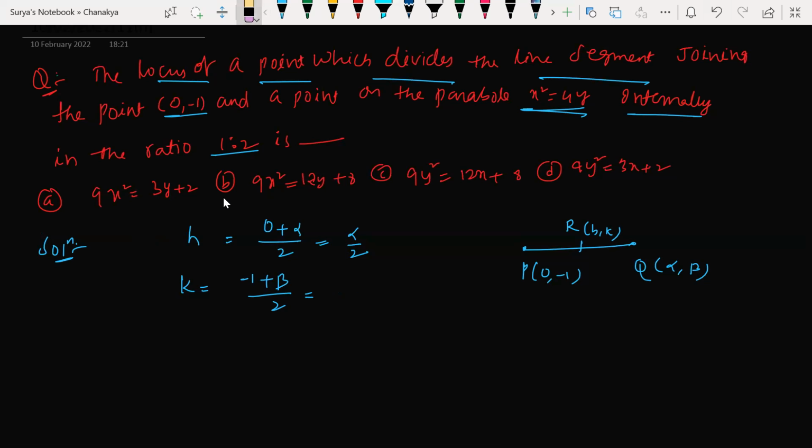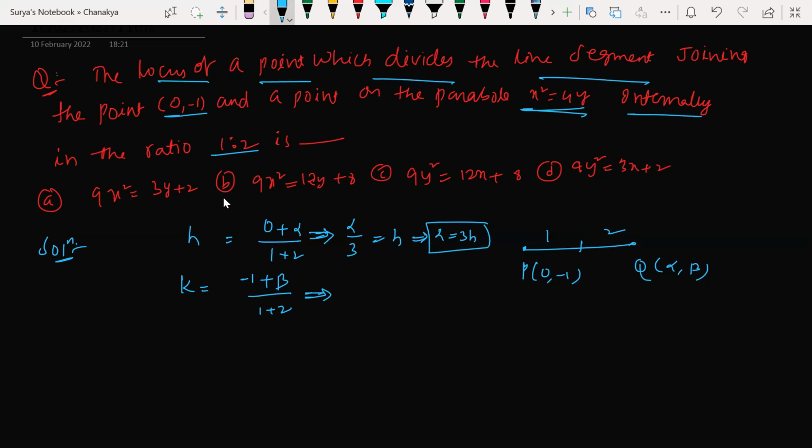So what we need to find out here, basically, is how we can find the alpha value from this. The ratio 1 is to 2 is given, internal division. So we have to say m plus n, that is 1 plus 2, since he has given the ratio 1 to 2. So alpha by 3 is equal to h. Then alpha is equal to 3h.